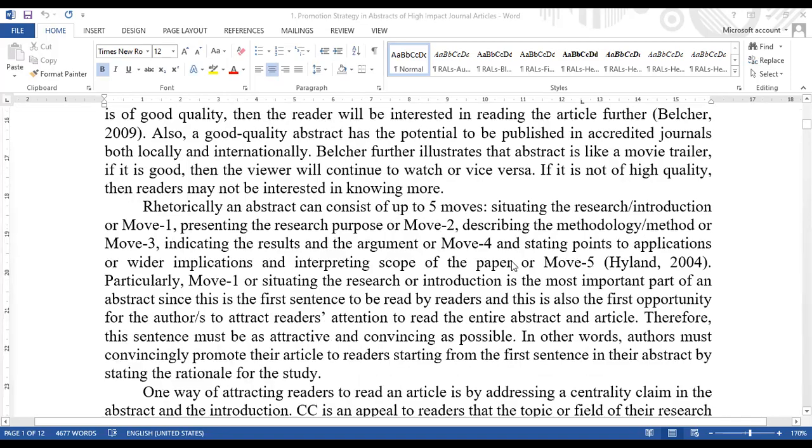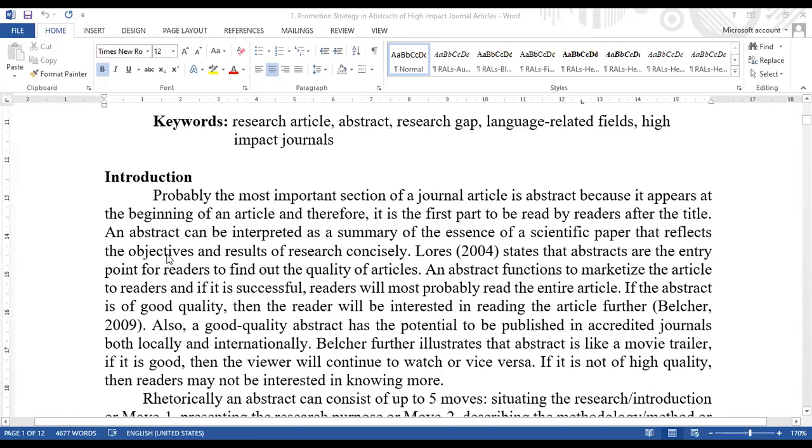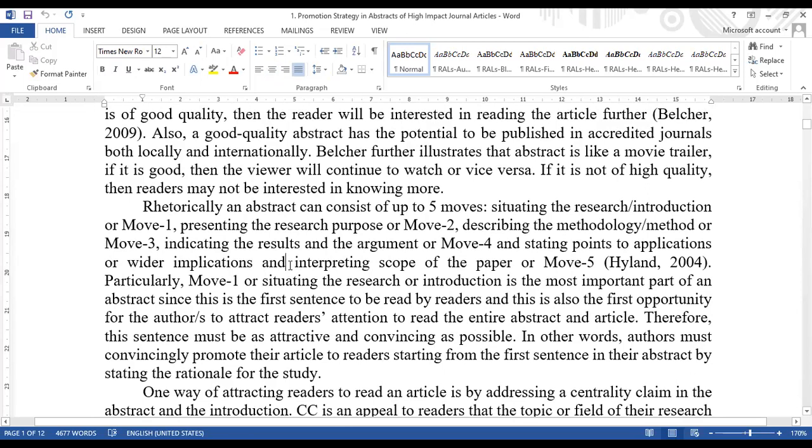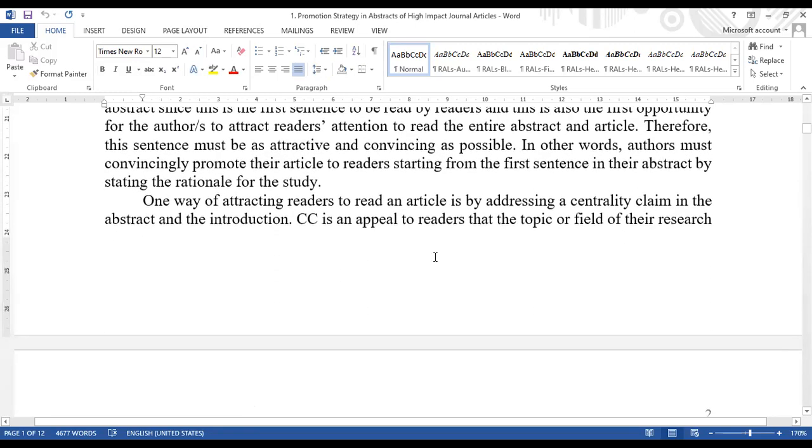There have been studies. Here I discuss the importance of abstracts in the first paragraph: probably the most important section of a journal article is the abstract. Now in paragraph 2, rhetorically, an abstract can consist of 5 moves, like what I explained in instrument number 1. In paragraph 3, one way of attracting readers to read an article is by addressing centrality claim.